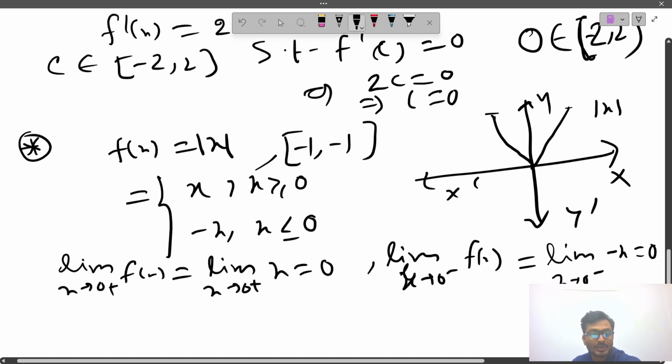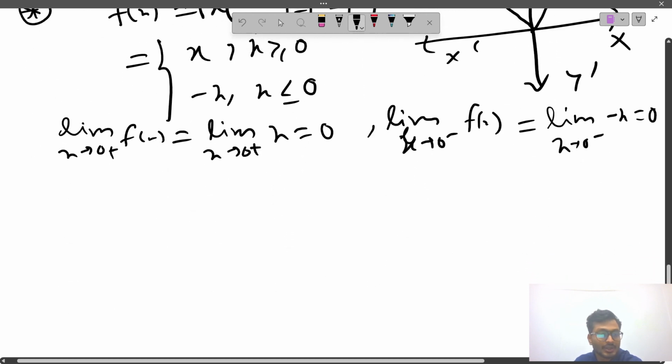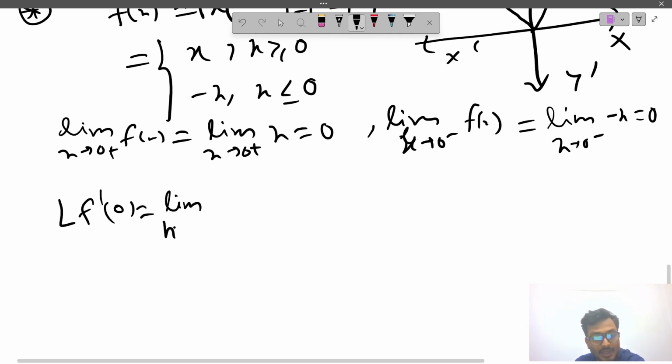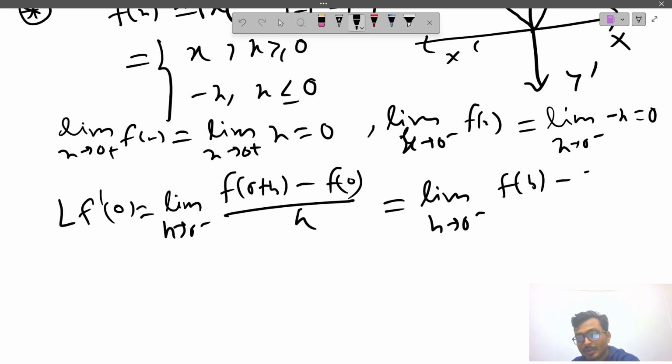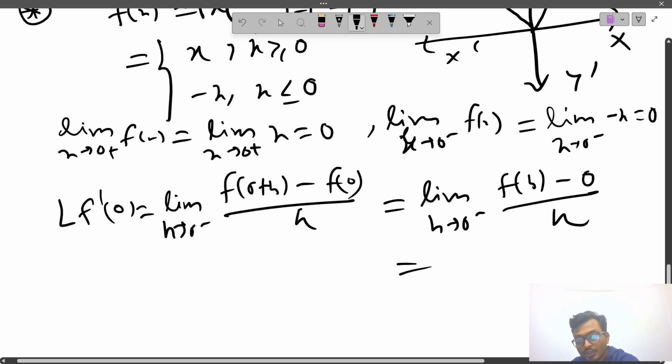Now let us check the differentiability. The left hand derivative Lf'(0) equals the limit as h tends to 0 minus of [f(0+h) minus f(0)] divided by h. So this will be the limit as h tends to 0 minus of [f(h) minus f(0), which is 0] divided by h. On the left side f(h) is minus h, so this is the limit of minus h divided by h, which is minus 1.